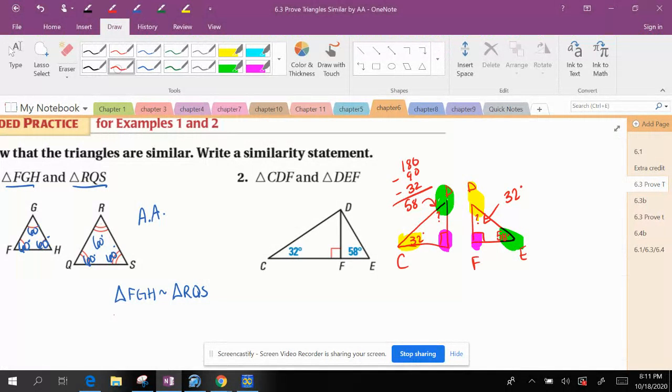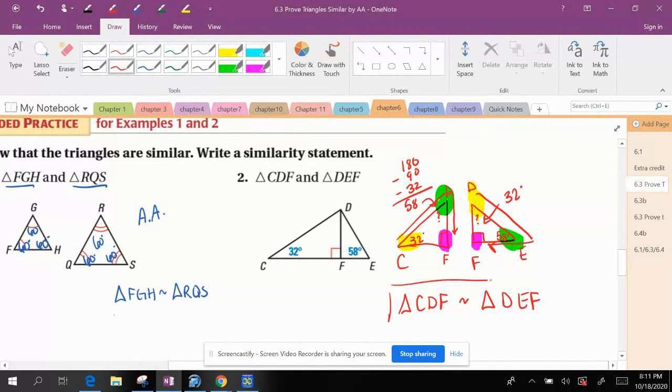So when I write my similarity statement, triangle, I'm going to start with the bigger triangle, starting at yellow, going to green, ending at purple, F, is similar to triangle, starting at yellow, going to green, ending at purple, D, E, F, which just happens to be the same way that they wrote it.